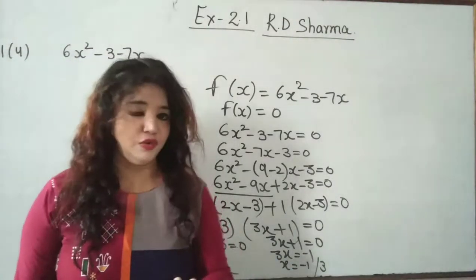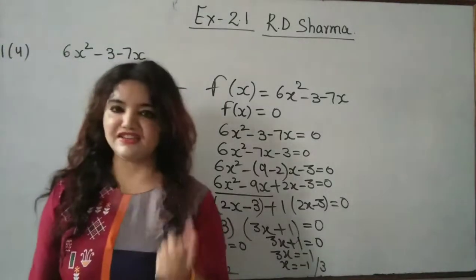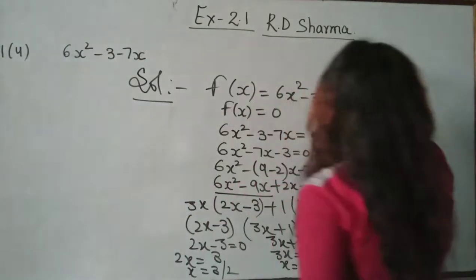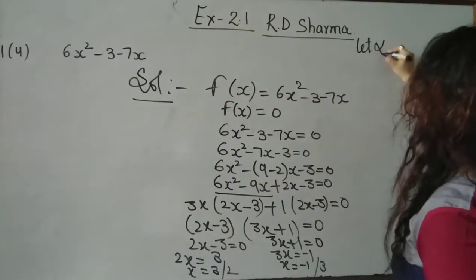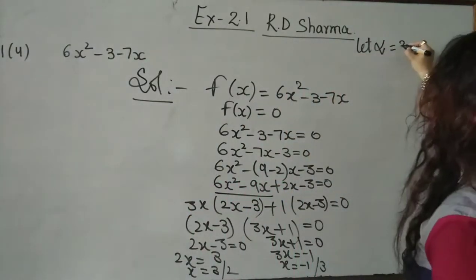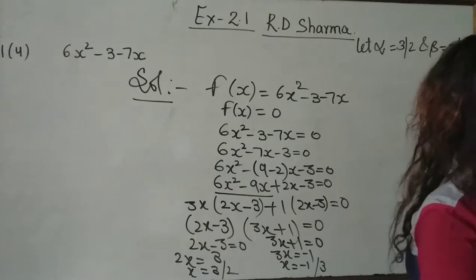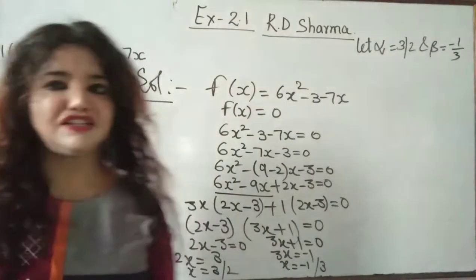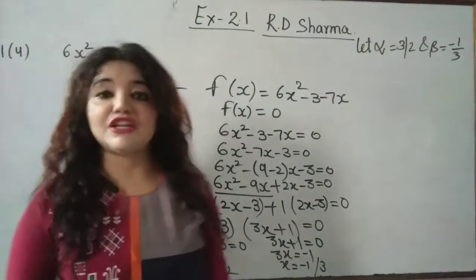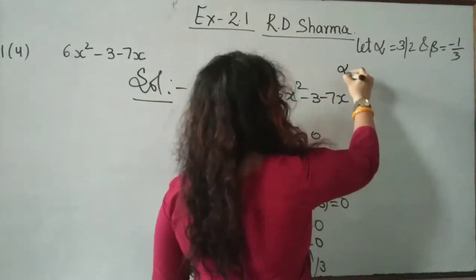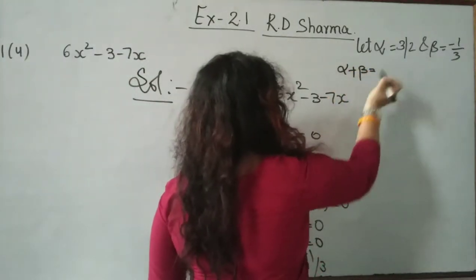So now we will assume alpha is 3 by 2 and beta is minus 1 by 3. Okay, so I'm writing here, let alpha be 3 by 2 and beta be minus 1 by 3. And now what are we going to do? Now we will find out alpha plus beta.